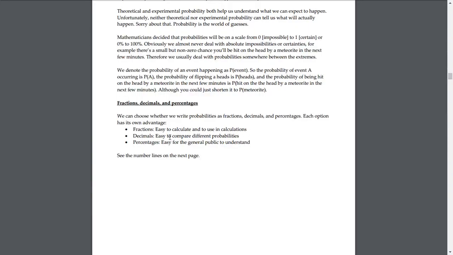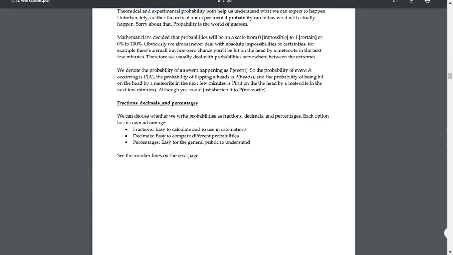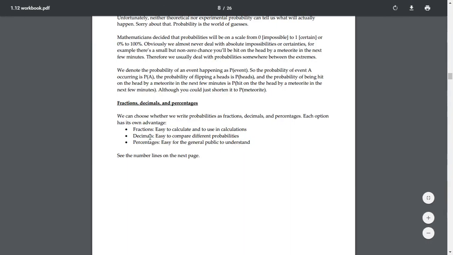Decimals are easy to compare different probabilities. So the difference in probability between 2/7 and 3/10. Bags not, but the difference in probability between 0.167 and 0.25, much easier. 0.25 is higher. So please don't try and compare probabilities with fractions. Use decimals instead. And percentages, they're easy for the general public to understand.